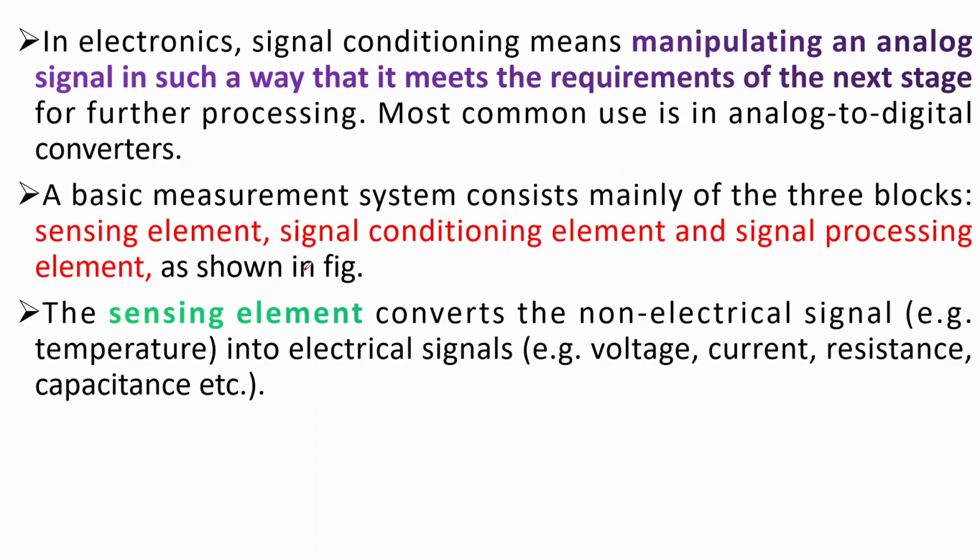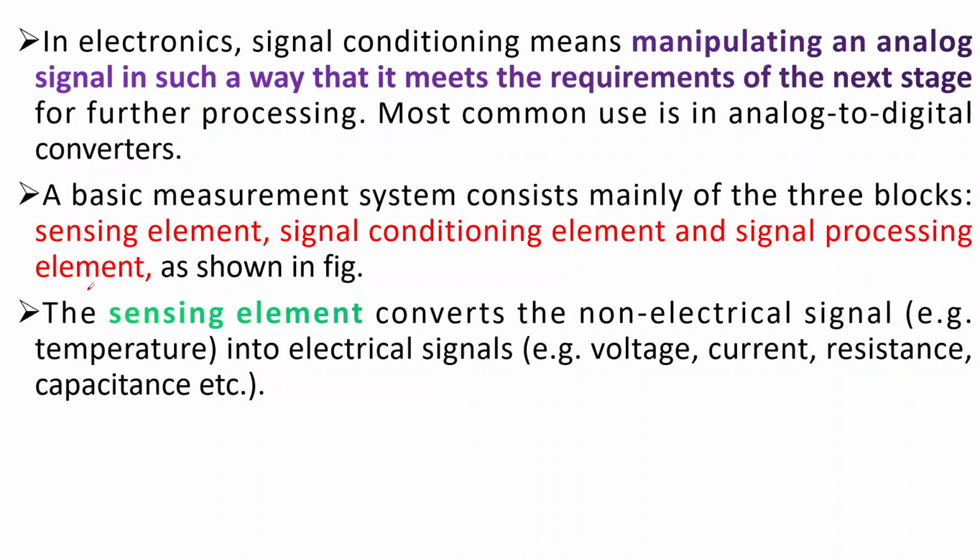In this subject, we are going to discuss signal conditioning of sensor signals. In electronics, signal conditioning means manipulating an analog signal in such a way that it meets the next stage for further processing. Most commonly we do analog to digital conversion, and the measuring system consists of three blocks: sensing element, signal conditioning element and signal processing element.